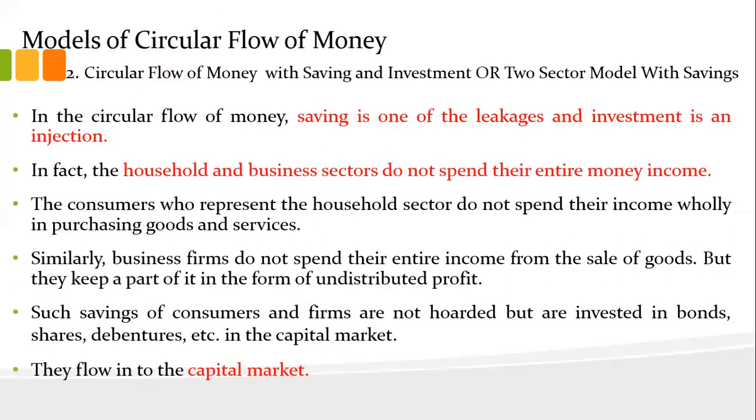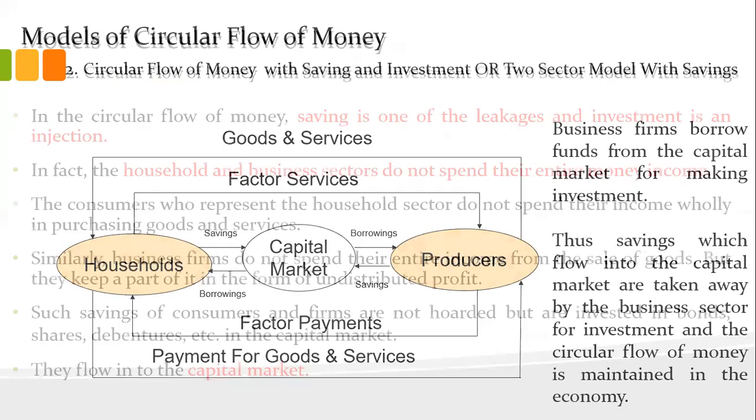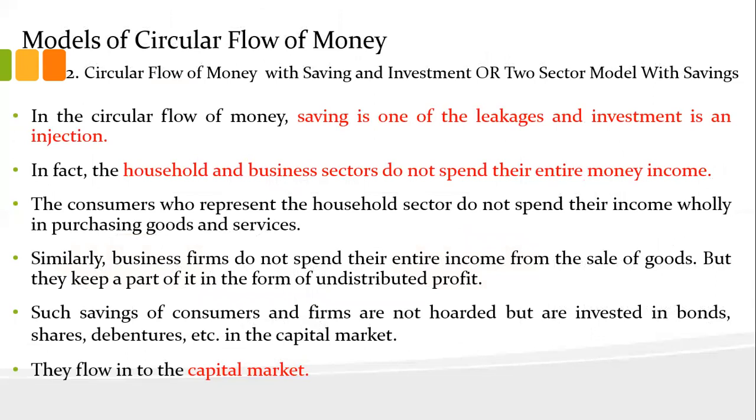Now, the second one is circular flow of money with saving and investment, or another name is two sector model with savings. Now, the role of capital institutions or the capital market will come here. In the circular flow of money, saving is one of the leakages and investment is an injection. Now, what is leakage? What is injection? We need to understand.